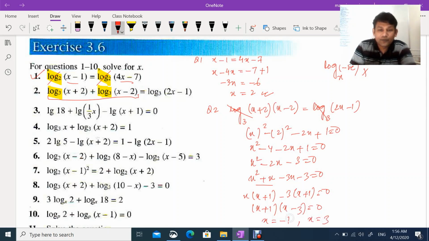But when I put minus 1 here, minus 1 plus 2 is 1, a positive value, but minus 1 minus 2 is a negative value. So this minus 1 will be rejected. This is not your result, so I will write only x equals 3 as your result. This is the way you have to check it in the exam, please. Okay, moving to question number 3.